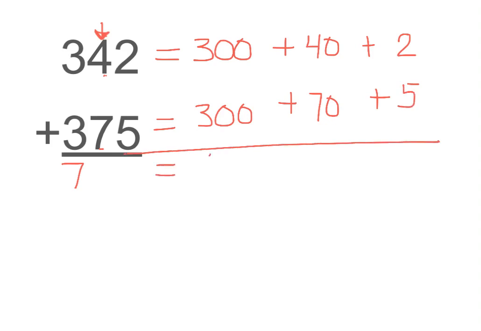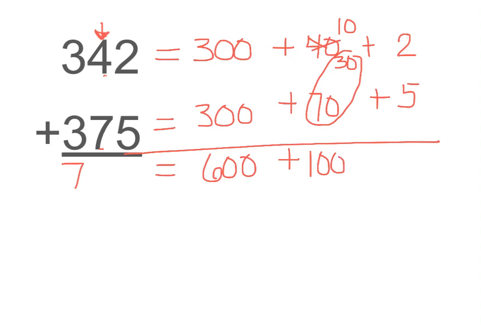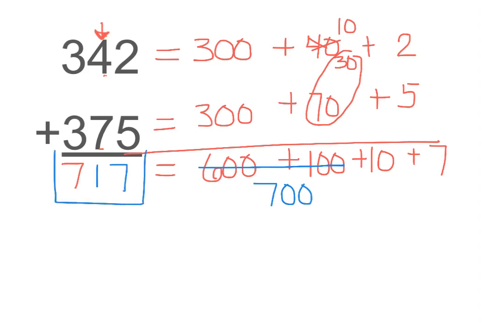Add those hundreds and get 600. 70's partner is 30. So I'm going to take that partner, leaving a 10. So 70 plus 30 is 100, plus the 10, plus 7. Again, combine your 600 plus 100 equals 700, plus 10 plus 7. So 717. Did you notice that we knew that 700 before we even started to solve?